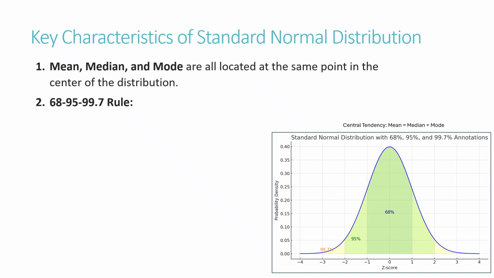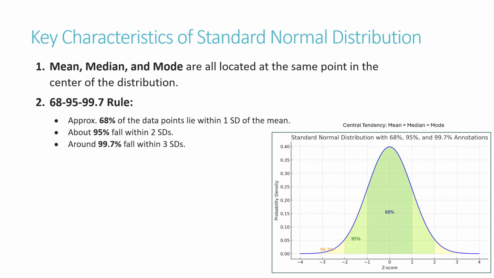Secondly, the normal distribution follows a very useful guideline known as the 68-95-99.7 rule. This rule tells us that approximately 68% of data values lie within one standard deviation of the mean, about 95% lie within two standard deviations, and nearly all, around 99.7%, lie within three standard deviations. This principle helps researchers quickly interpret and understand their data, as we will illustrate with practical examples in the next video.